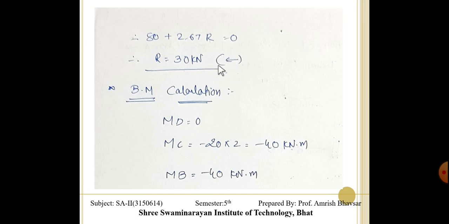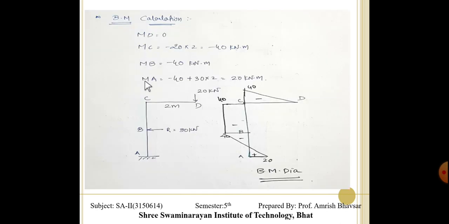That's why the reaction at B we will get is 30. Now bending moment calculation. At the free end moment is 0, that we know. At point C it is minus 40. At point B again it is minus 40, and at A it is minus 40 plus R into x, which means 30 into 2, right? So it is 20.